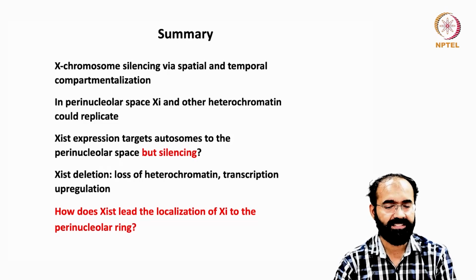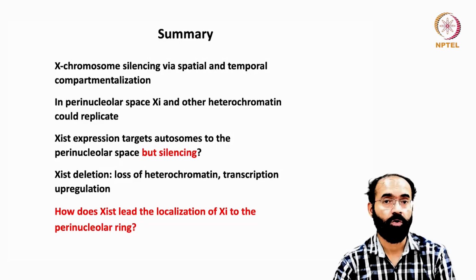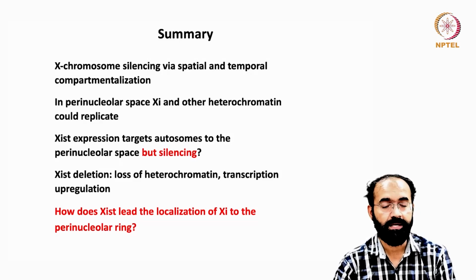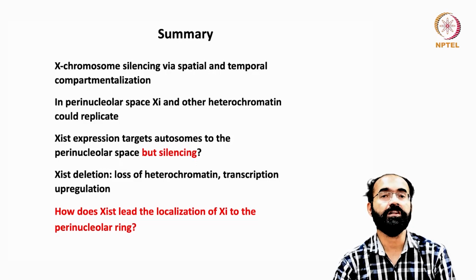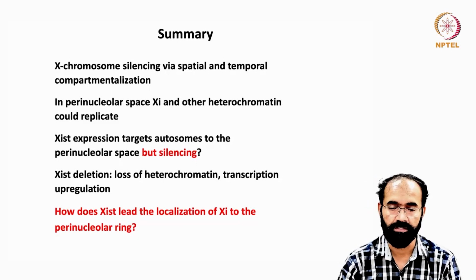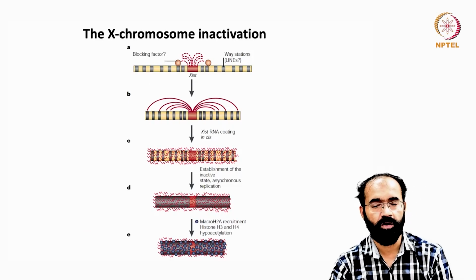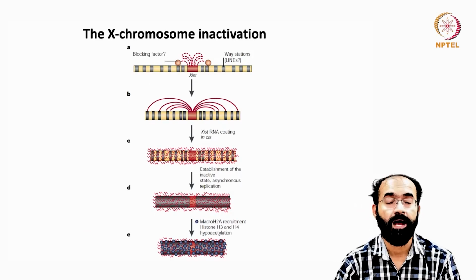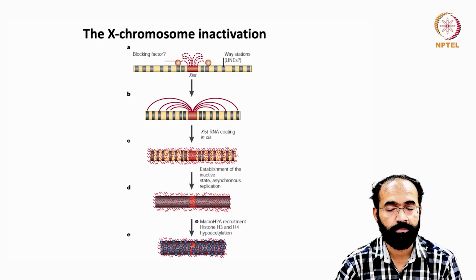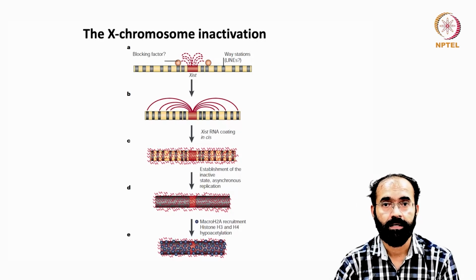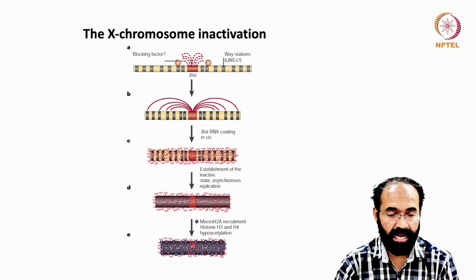So how does Xist lead to the localization of the inactive X chromosome to the perinucleolar ring? So this remains a big question. This picture we have seen already. So let us see how the X chromosome causes the inactivation in an XI.